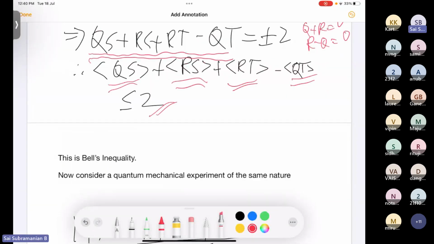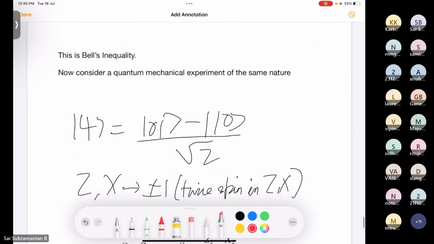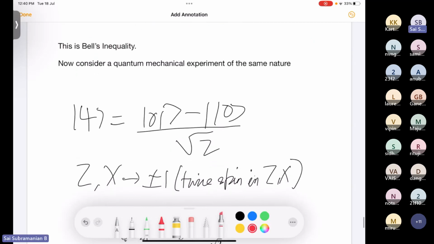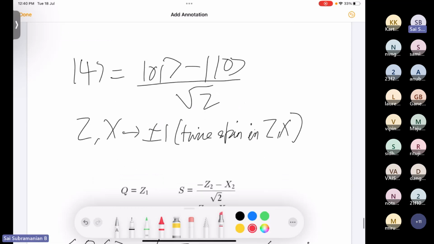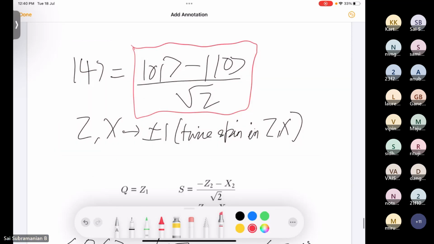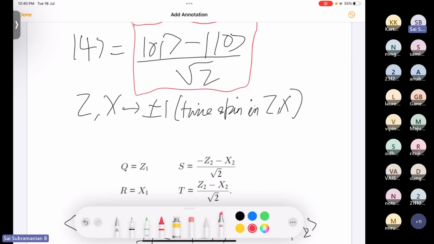Now, this is a classical experiment, and for this experiment, we are showing this inequality. Now consider a quantum mechanical experiment of the same nature. So we have a Bell state psi, 0 1 minus 1 0 by root 2. Then let Z and X be the measurement of spin in the Z and X direction respectively, 2 times that, because we want plus or minus 1.